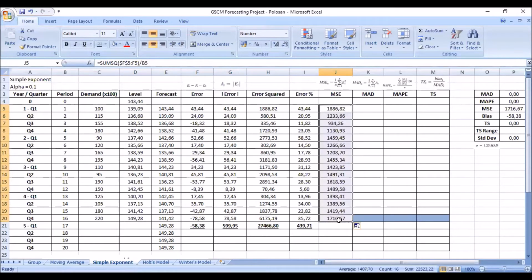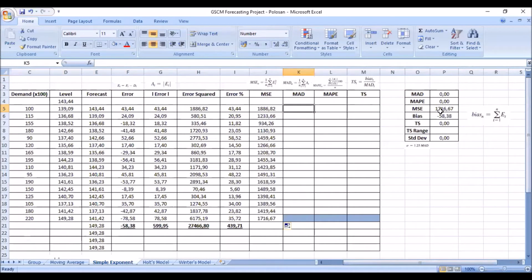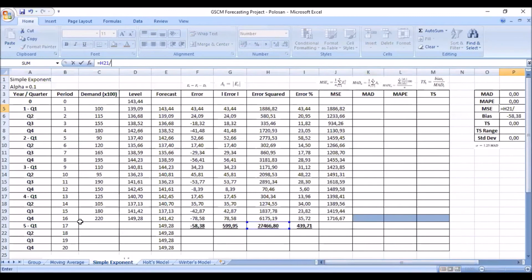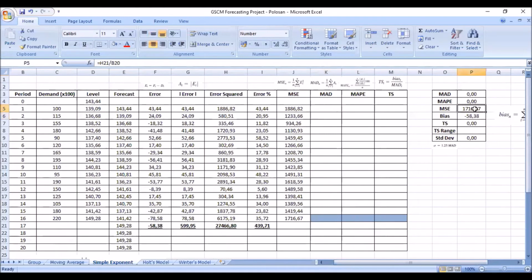We have finally found the MSE using the Excel calculation, which seems to be accurate because it's already accumulatively counted. And then we're just gonna count the MAD. But before that, we're just gonna count the MSE manually first to clarify that it's correct. We're just gonna divide the total error square by the total of periods. Just gonna click the cells, and then it's correct.